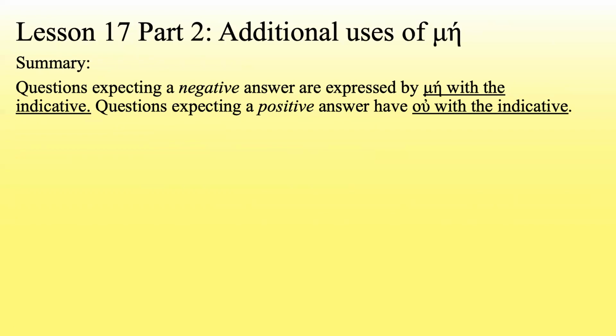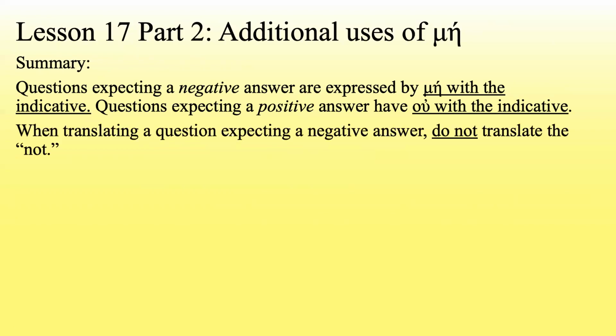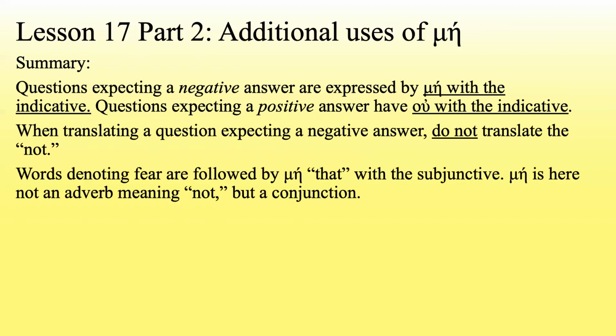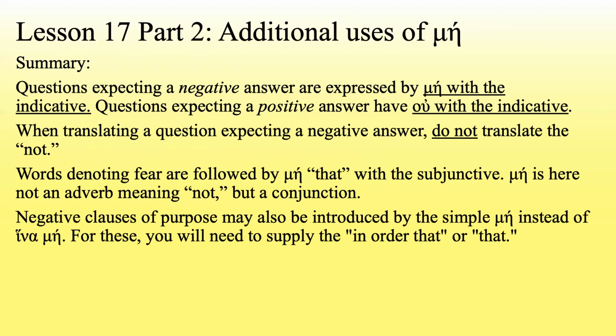So, summary: questions expecting a negative answer are expressed with mē with the indicative. Questions expecting a positive answer have ou with the indicative. When translating a question expecting a negative answer, do not translate the not. And words denoting fear are followed by mē, which means that, with the subjunctive. Mē is here not an adverb meaning not, but a conjunction. Negative clauses of purpose may also be introduced by the simple mē instead of hina mē. For these, you will need to supply the in order that or that.